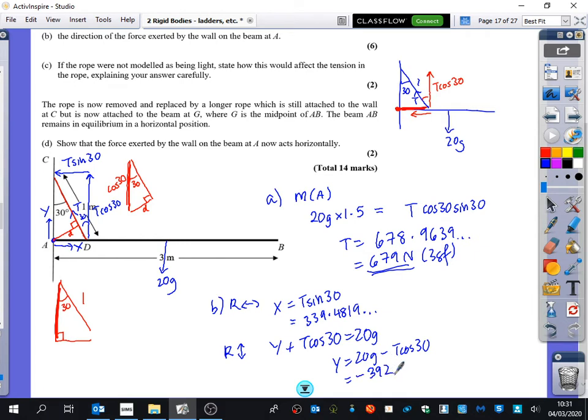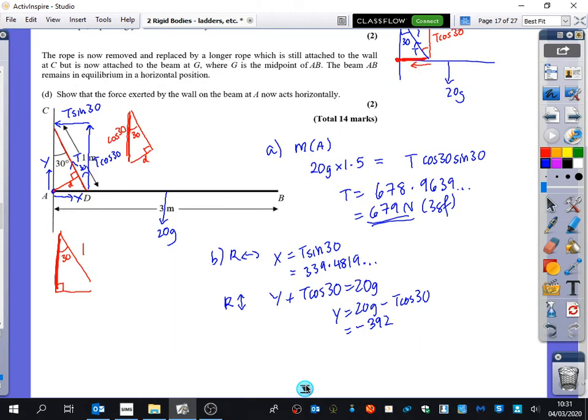I'm pleased this happened. It means it's going down. I wanted to show you this happening. So it's not actually going up. The reaction is going down, and that's because the rope is pulling it up with such force that it's actually tugging against the reaction. It's not resting on the hinge. It's actually pulling against the hinge instead.